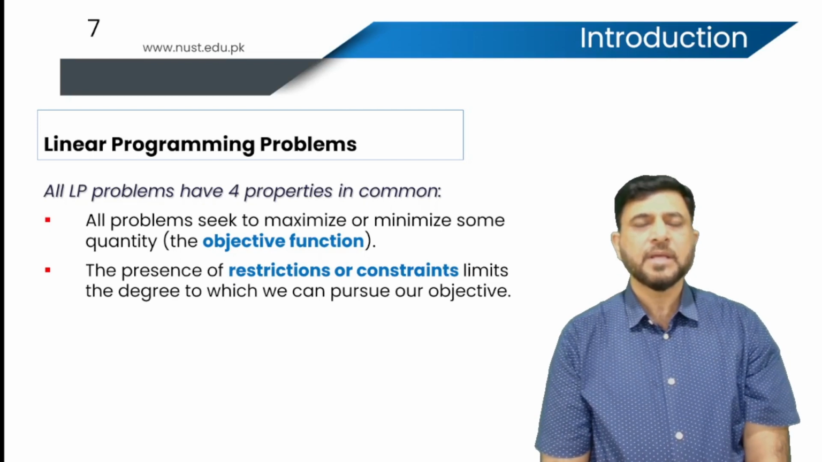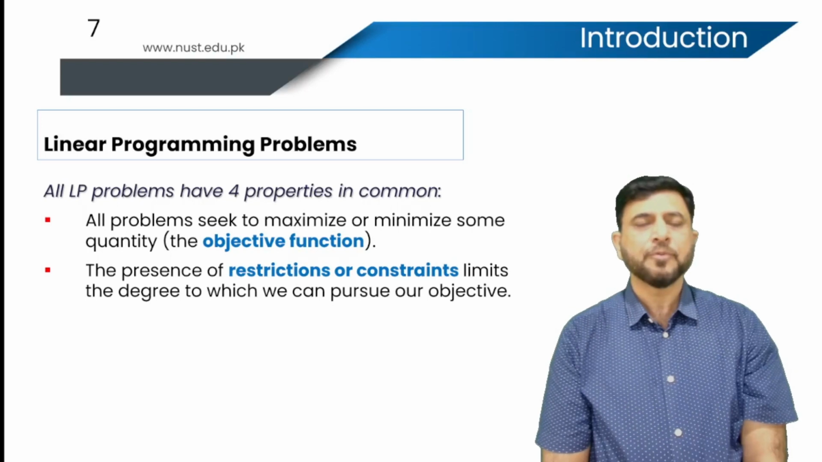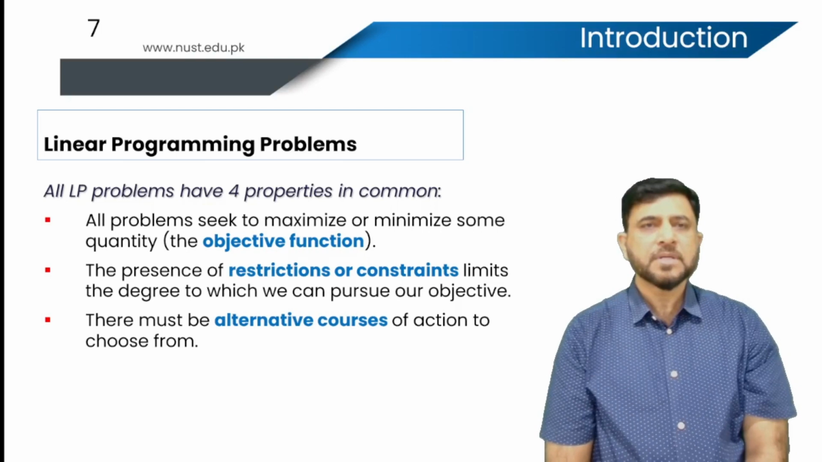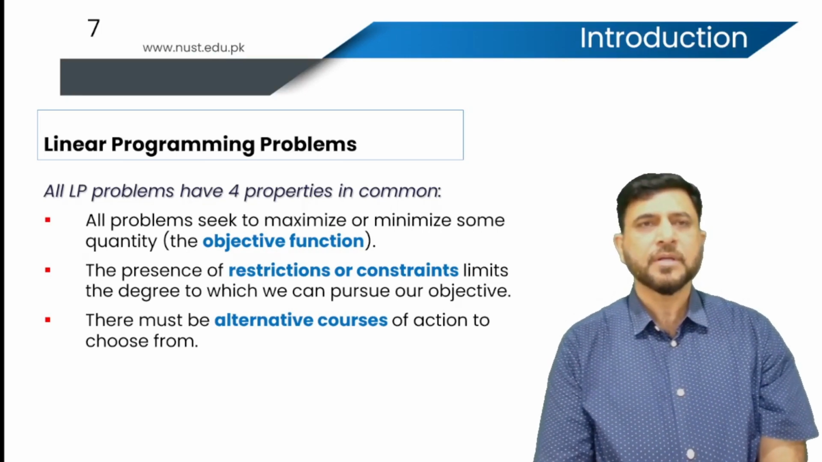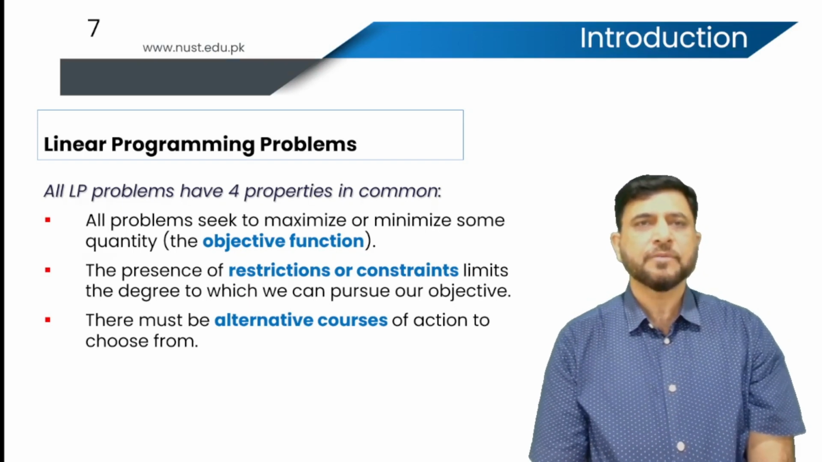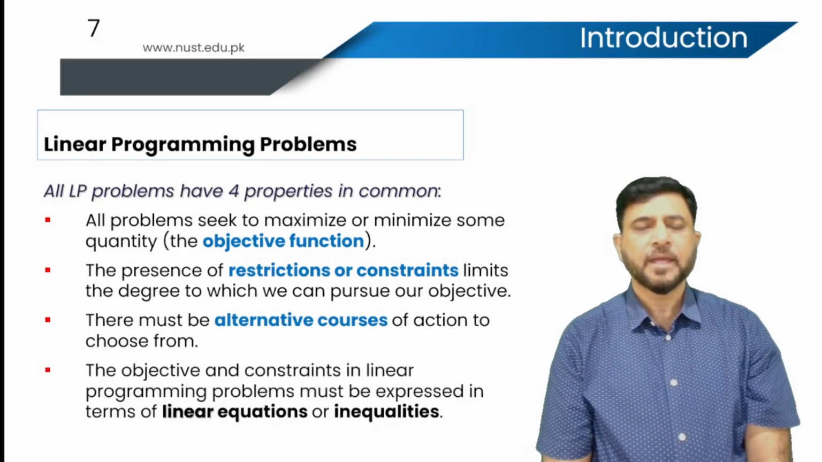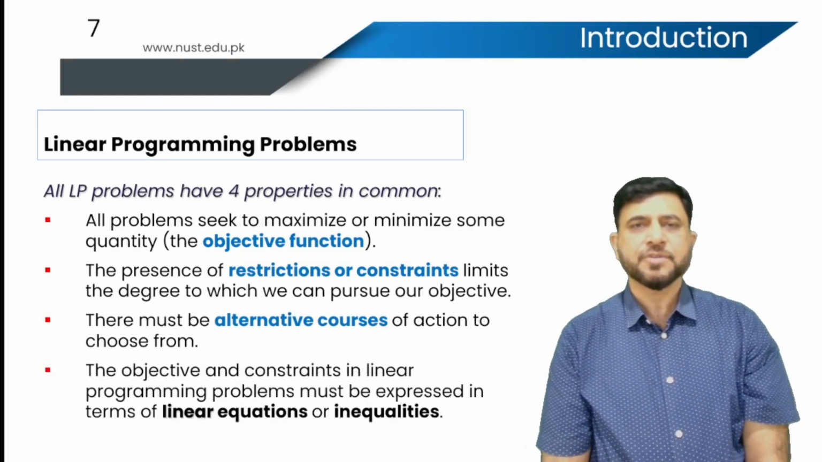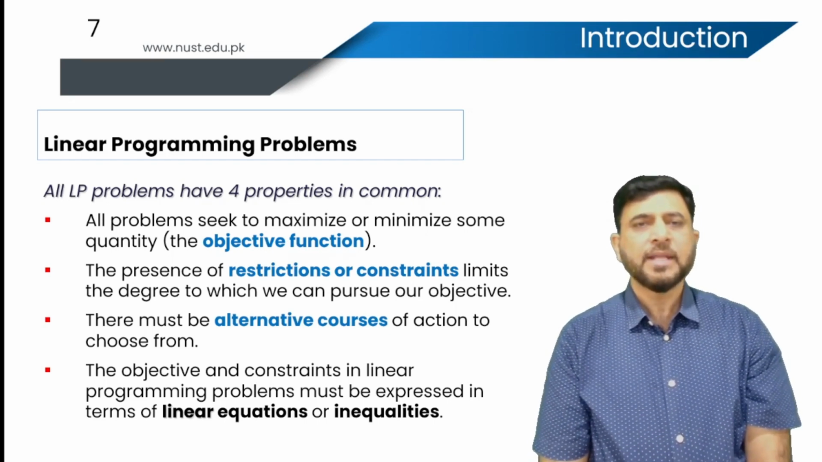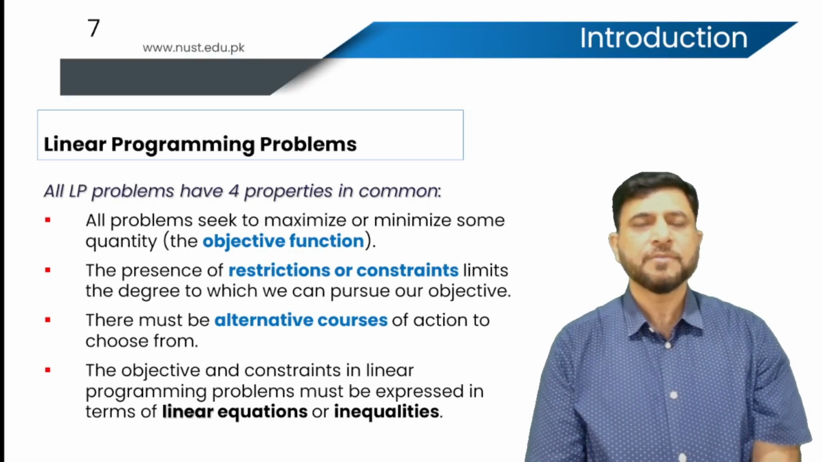And there must be certain restrictions or constraints under which we have to obtain our objective function. And there must be alternative courses of action to be chosen from, from which we can choose the best option for our maximized or minimized objective function. And finally, the objective and constraints in linear programming problems must be expressed in terms of linear equations or inequalities. So these are four conditions which must be met.